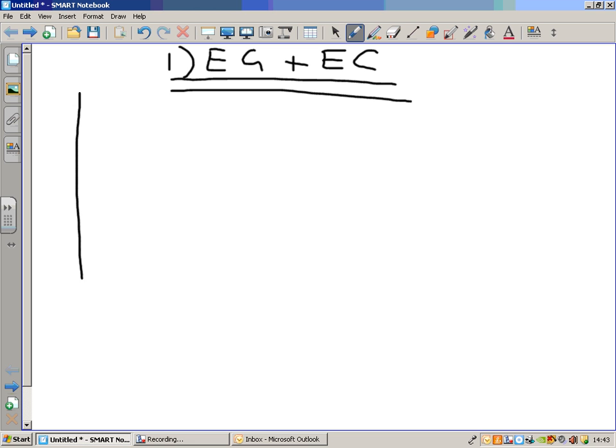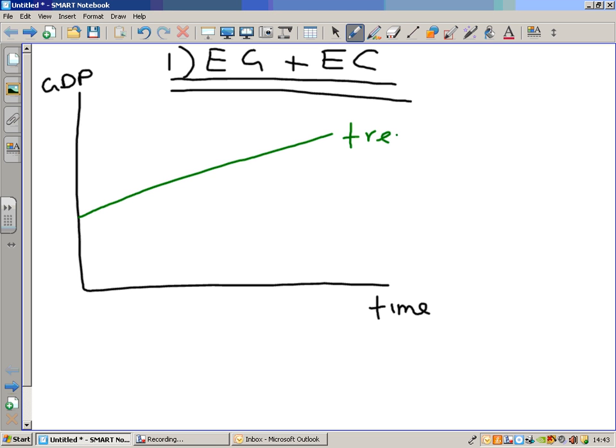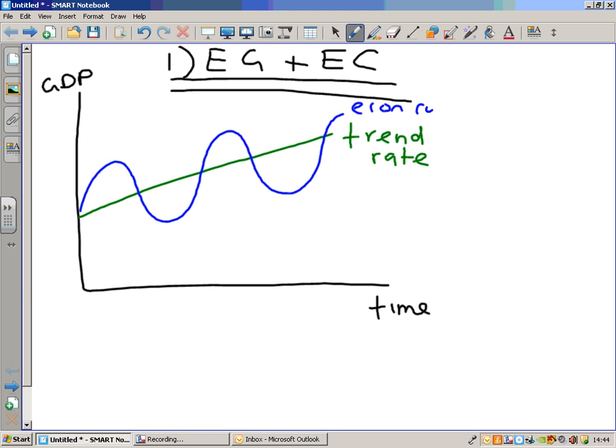So what we know is the economic cycle has time on the horizontal axis and GDP on the vertical axis. And what our economic cycle shows is the trend rate of economic growth, so the average over time, and it also shows us our economic cycle, so how our economy fluctuates in the short run. What we can see on this economic cycle are some specific points.